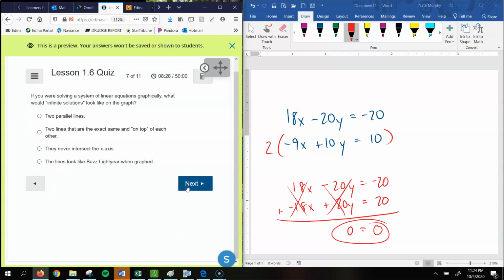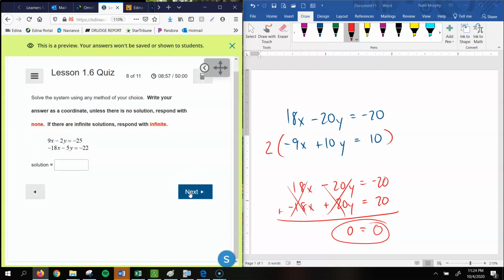All right, so this one, it says if you're solving a system of linear equations graphically, what would infinite solutions look like on the graph? Okay, if they're two parallel lines, that means they would never intersect. So they would never have a solution. So they would never have a common answer. So it's not two parallel lines. Two lines that are the exact same and on top of each other. That sounds about right. So let's click that one. But let's just double check. Let's read the other ones. They never intersect the x-axis. Nope, that's not right. And the last one, that's just a silly answer. So this is the correct answer here.